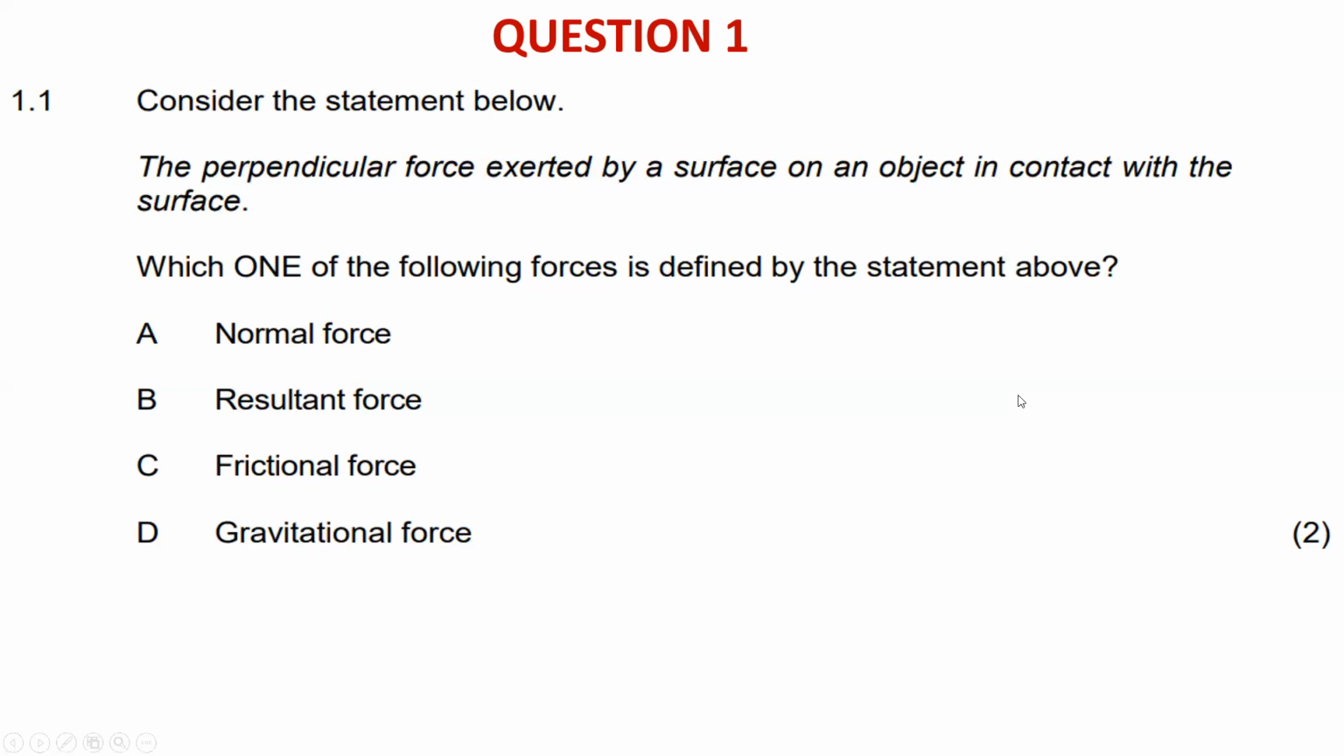So question 1.1. Let's start with forces. They're asking you about types of forces. Perpendicular force, perpendicular to the surface. So which one of the following forces is defined by this statement? Normal force, resultant force, frictional force, or gravitational force? Which one is always perpendicular? So this is our question 1.1.